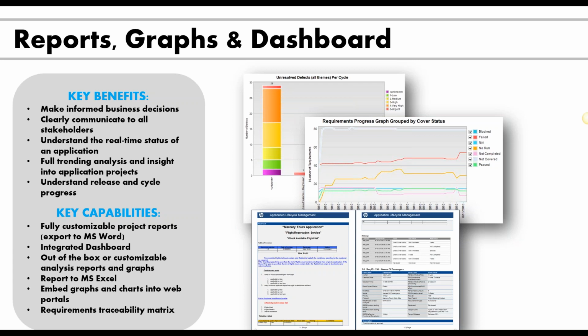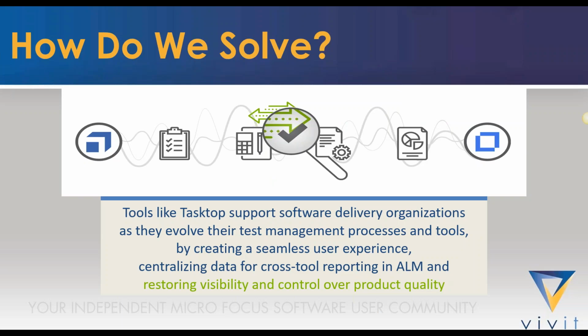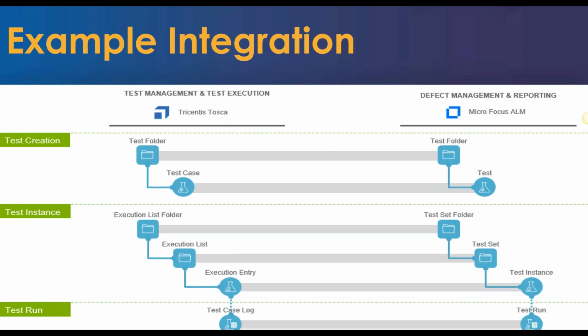So how do we get all of that data harmoniously together in ALM to leverage the ease of reporting inherent in that tool? We do it through integration. It sounds simple, but it's not. And I'm going to show you a quick example of how Tasktop can help organizations tie together different tools. And this example is Application Lifecycle Management from Micro Focus and Tricentis Tosca. So let's take a look at it.